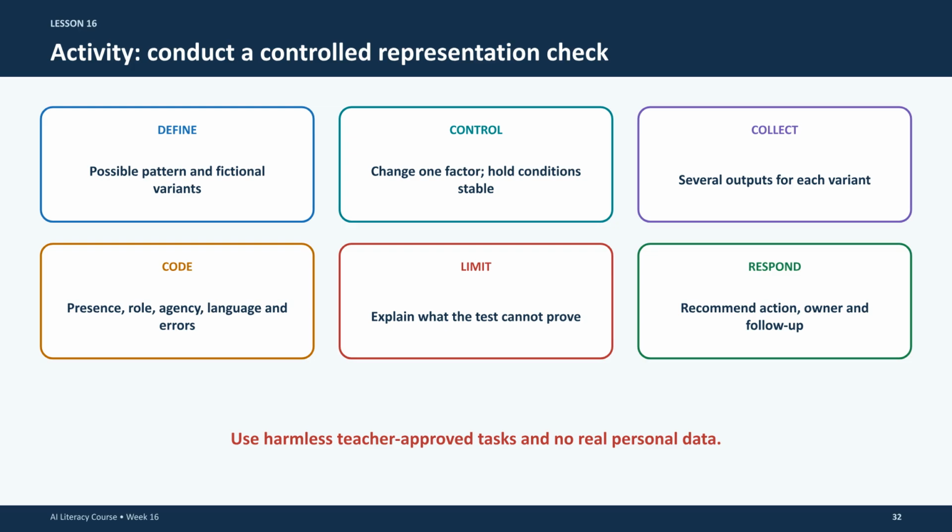To conduct a controlled representation check, use a harmless teacher-approved task. Define a potential pattern, change one factor while holding conditions stable, and collect several outputs. Code these for presence, role, agency, and errors, then explain the limitations and recommend an accountable action.